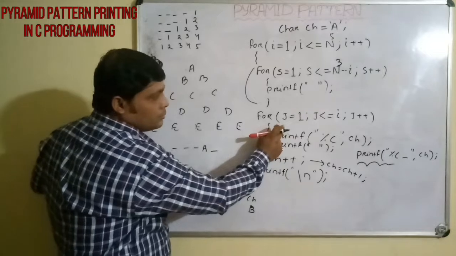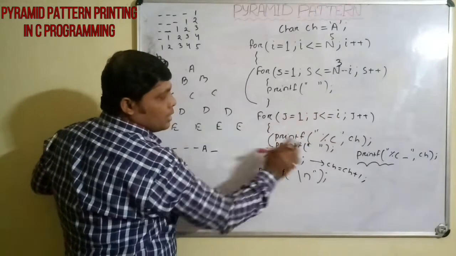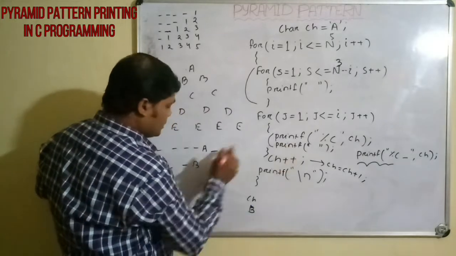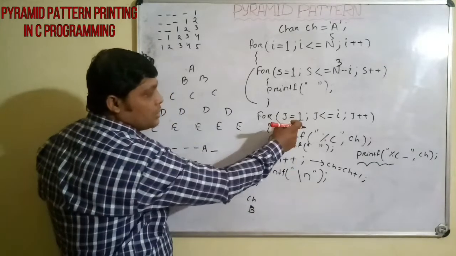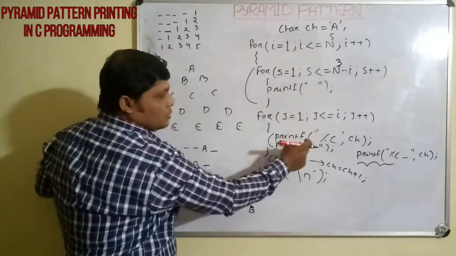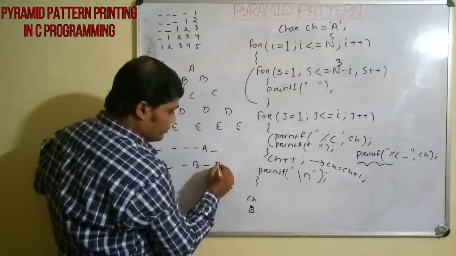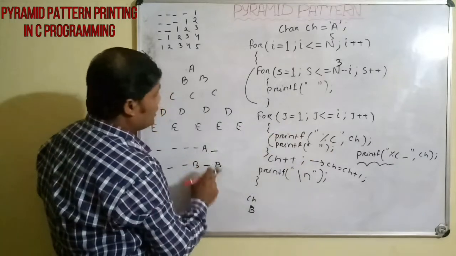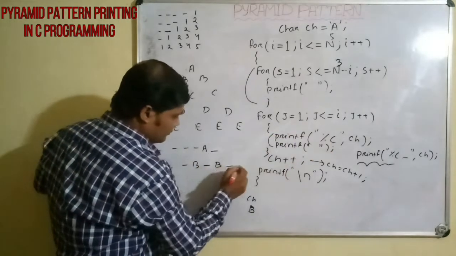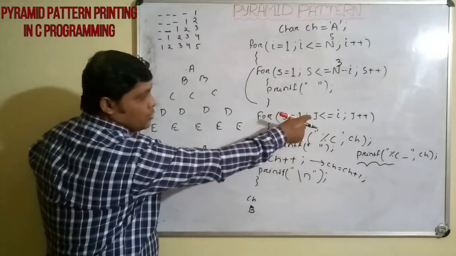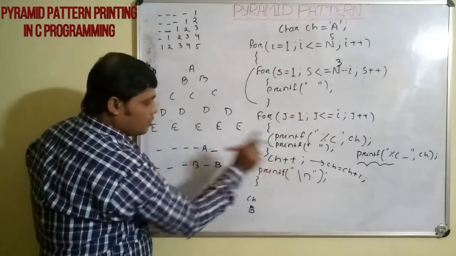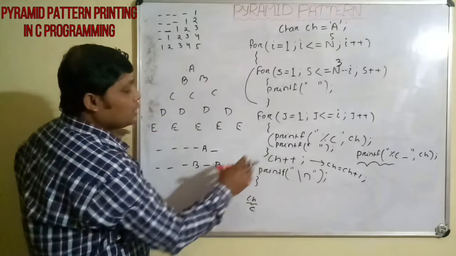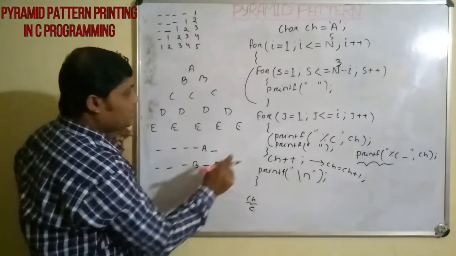So when j value is 1, clear? When i value 2, j value 1, it will print what? ch value modified to B. Then space, so B space. Then when j value 2, less than or equal, yes, so it will print the ch value same, B. Now the ch value is not modified inside the j loop, so it will print the same B. Clear? Then space. When j value is 3, it will go out of this loop, and ch value will be C. So ch value is now C. Clear? Then print a backslash n, it will go to the next line.